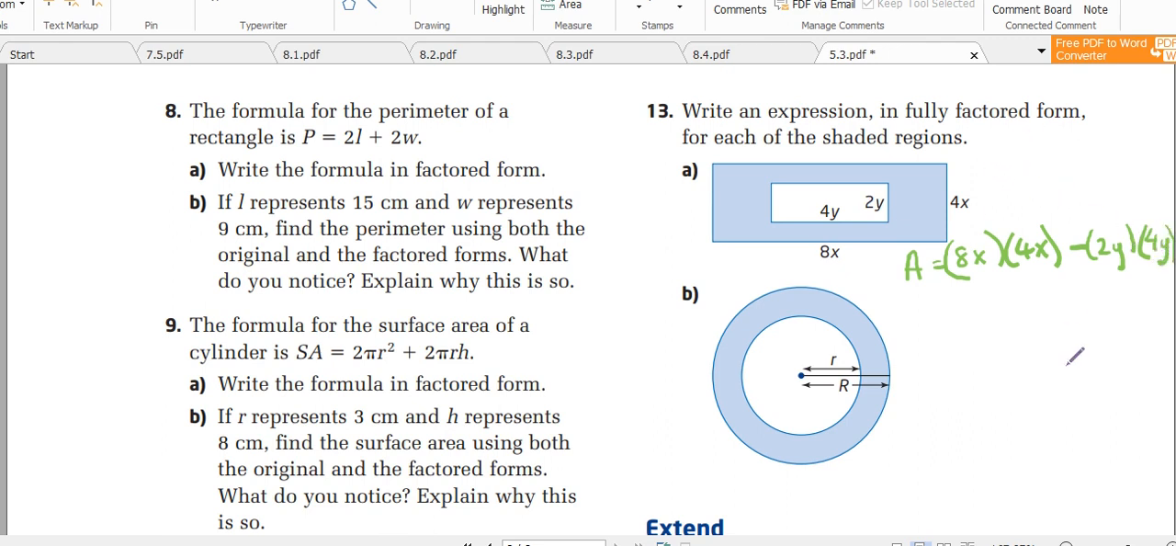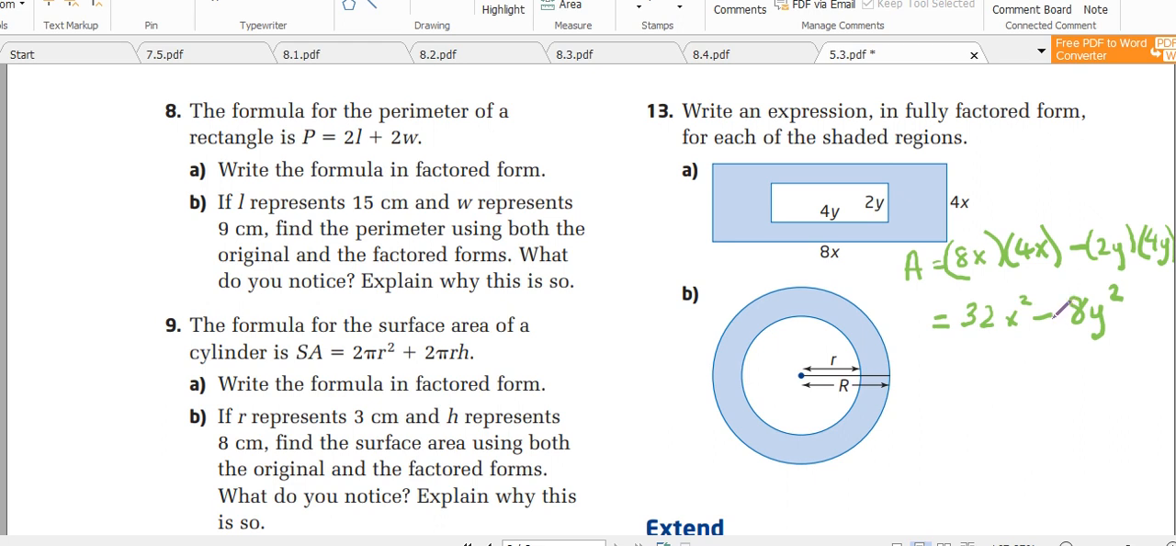Now, from here, do we know what x is relative to y, or what y is relative to x? We do not. So what we're going to do is just expand what we have here. 8 times 4 is 32, 32x squared. X times x is x squared. Minus 2 times 4 is 8, y times y is y squared. Now, the trick here is we realize that this is a difference, right?